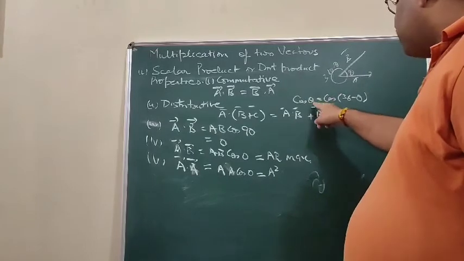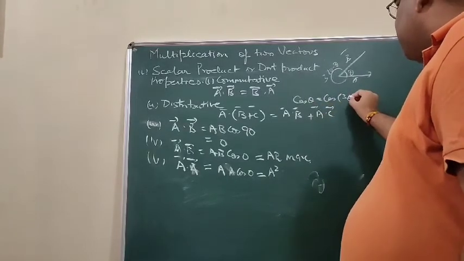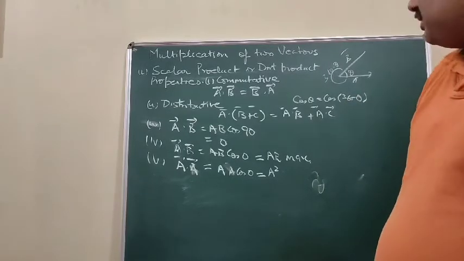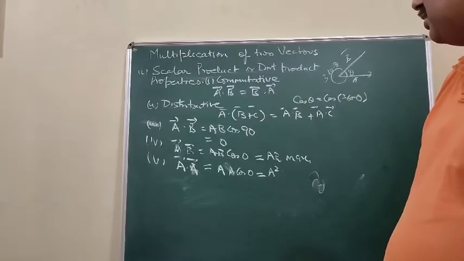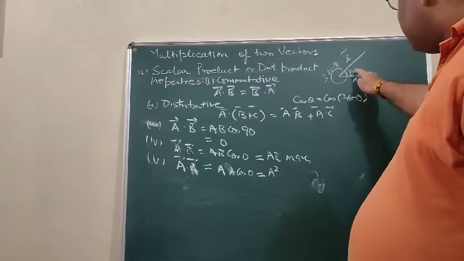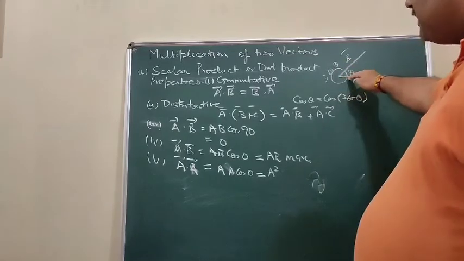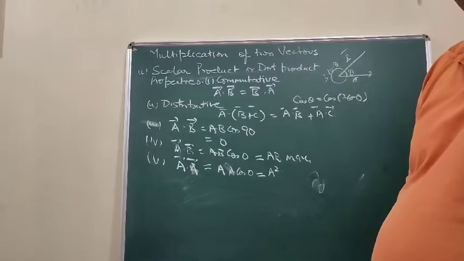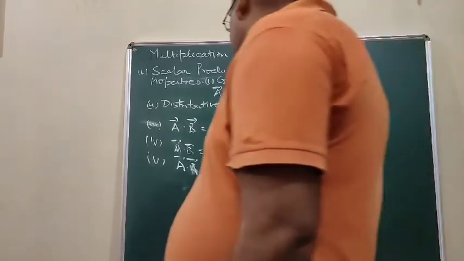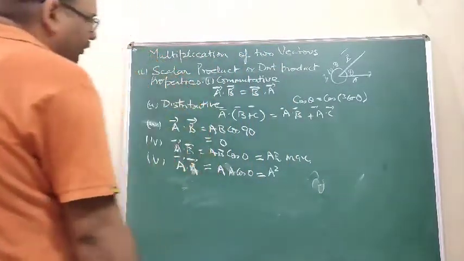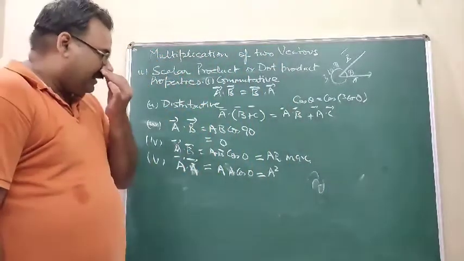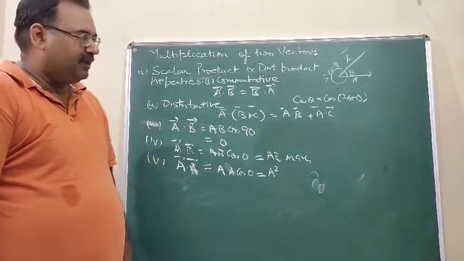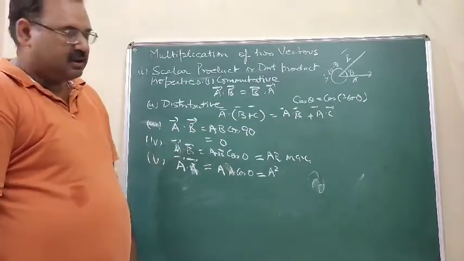And we know that cos theta is equal to cos 360 minus theta. So the value of cos theta and cos 360 minus theta will be same. Therefore, A dot B will be equal to B dot A. Okay. Then we have distributive property. Distributive property: A dot (B plus C) is equal to A dot B plus A dot C.